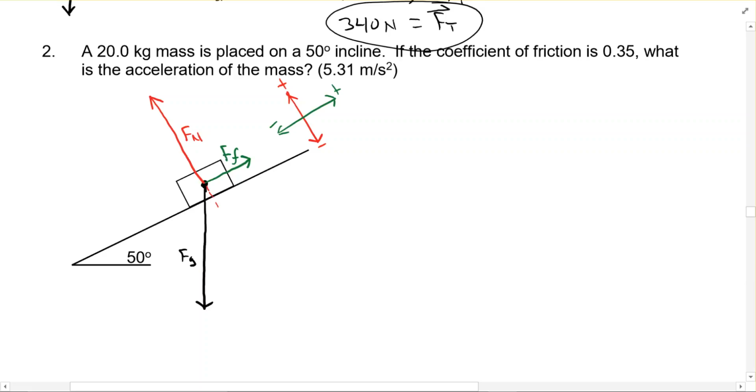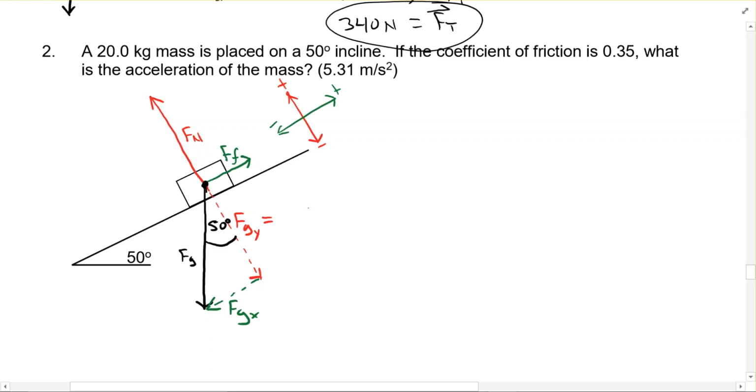So going down here, you're going to have the y component of gravity. So F, and maybe I'll go FGY. And this side, I'm going to have FGX. Okay, and then the other bit of info there was that this too was going to be 50 degrees.